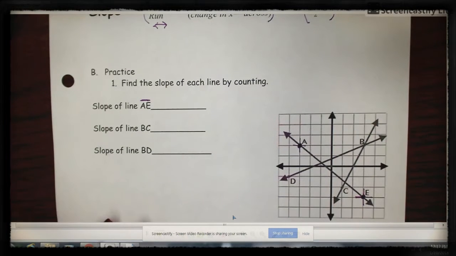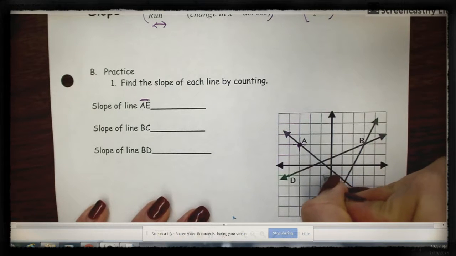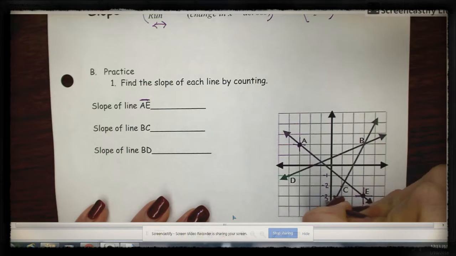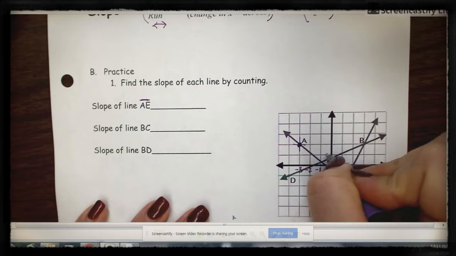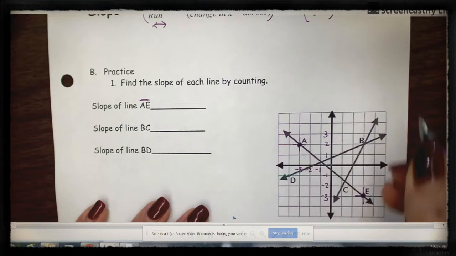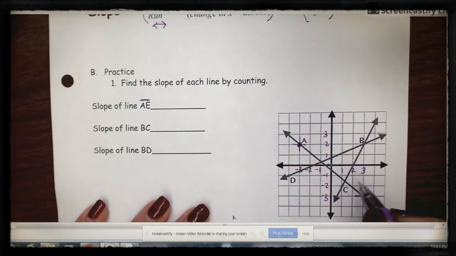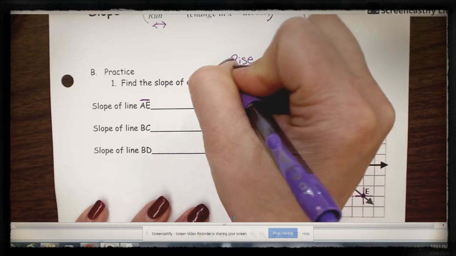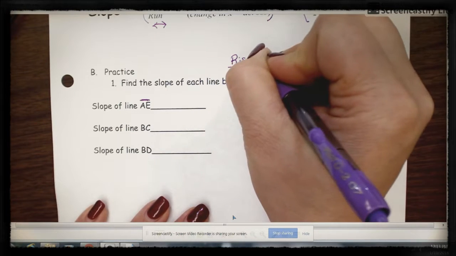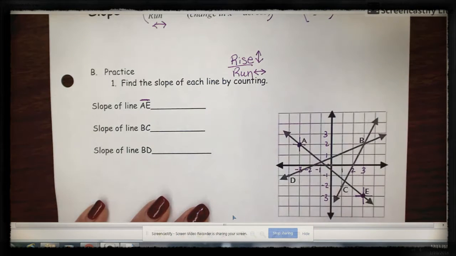So to find the slope of this line by counting, we're going to use the graph. This graph is not numbered, so I'm going to number it by 1. So this would be -1, -2, -3, -1 here, -2, -3. Positives go up, 1, 2, 3, and to the right, 1, 2, 3. So we want to do rise over run. I'm going to write that here so we can see it again. Rise over run. So rise is how much it goes up or down. Run is how much it goes across to get from one point to the next.